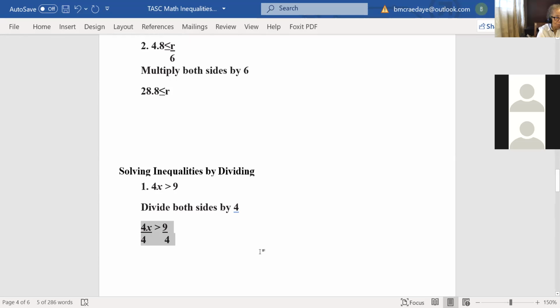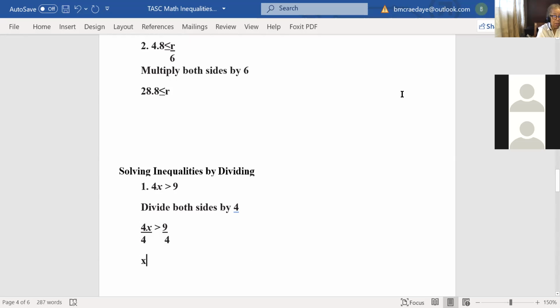On the left side, 4x divided by 4 gives you what, Vanessa? Just 1, so it remains x. Yeah, just x. And on the right side, we have 9 over 4, right?